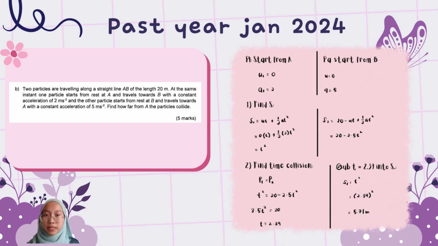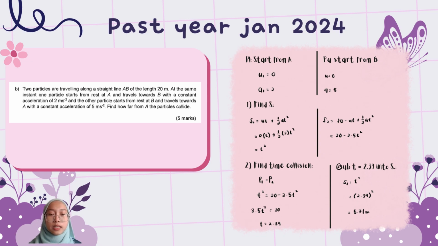So the second part of the question, which is B: two particles are traveling along a straight line AB of length 20 meters. At the same instant, one particle starts from rest at A and travels toward B with a constant acceleration of 2 meters per second squared, and the other particle starts from rest at B and travels toward A with a constant acceleration of 5 meters per second squared. Find how far from A the particles collide.